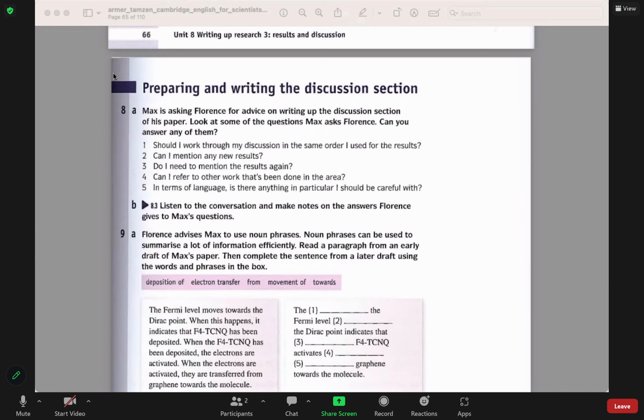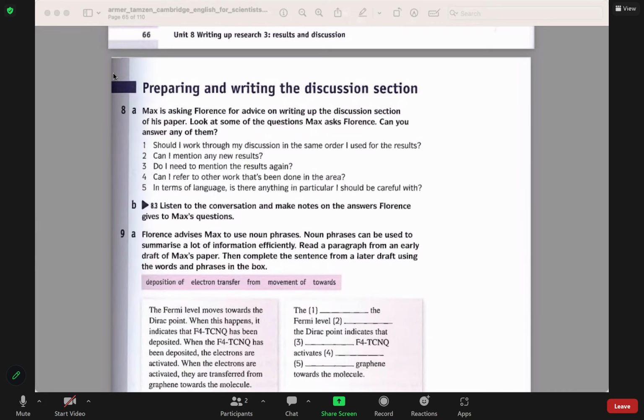I assume not, but don't I need to remind the reader what the results were before I interpret them? Well, that's a tricky one. You certainly don't need to mention all the results in detail, but you're right. You might need to make a reference to them. So how can I include that information, but without repetition?